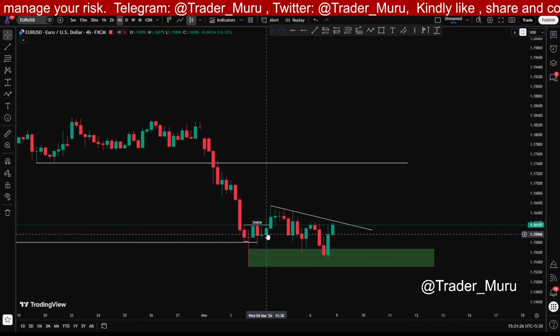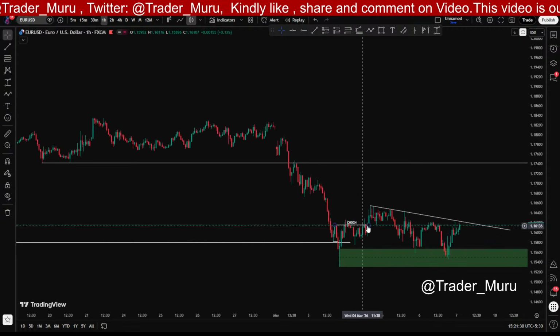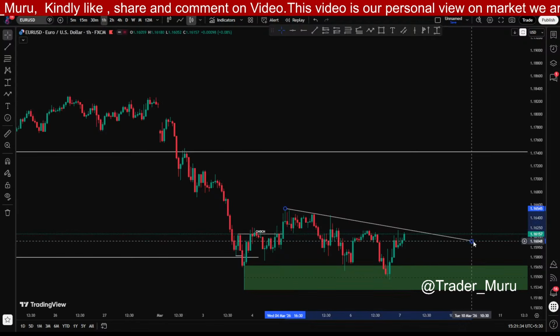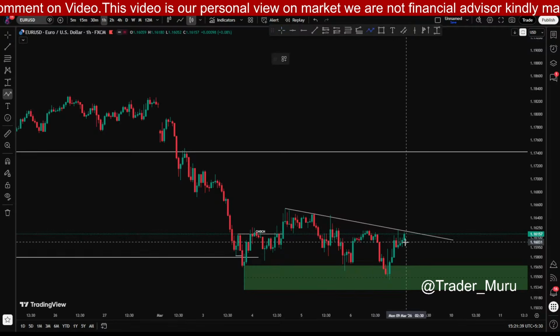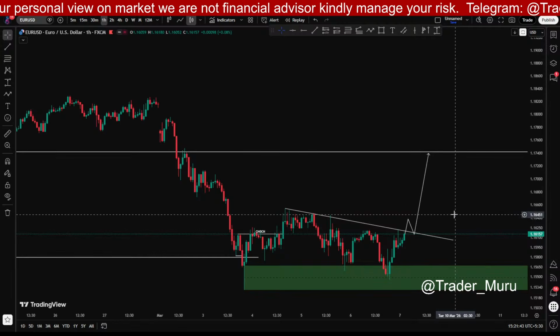This is current support. We have a 1 hour time frame change of character, and this is current resistance, this trend line. Once it gets broken, you can enter a long position for this target.